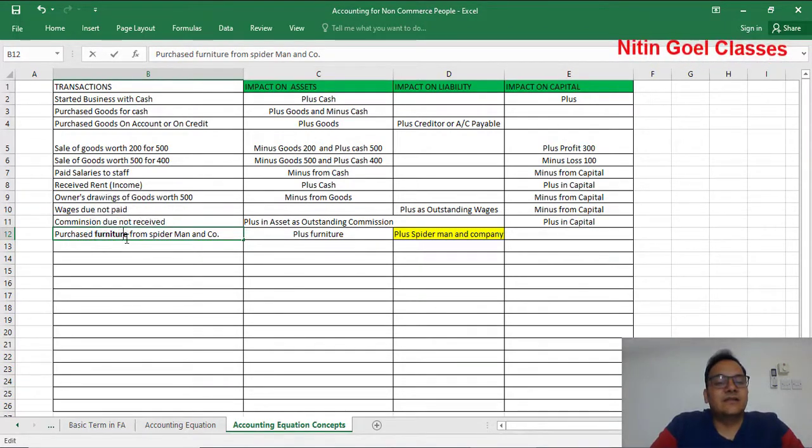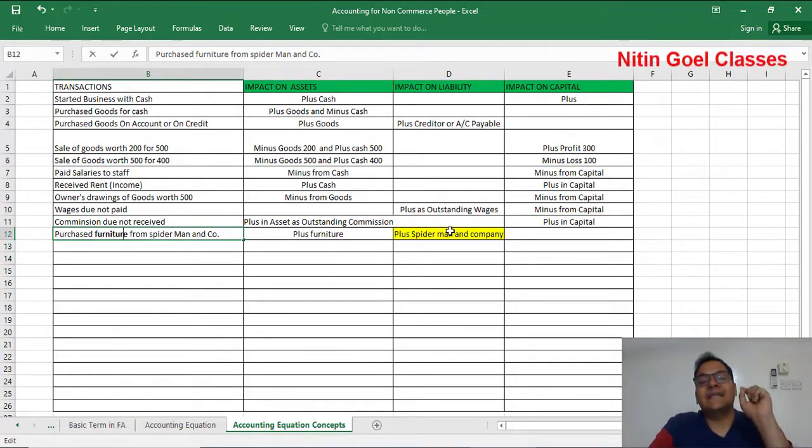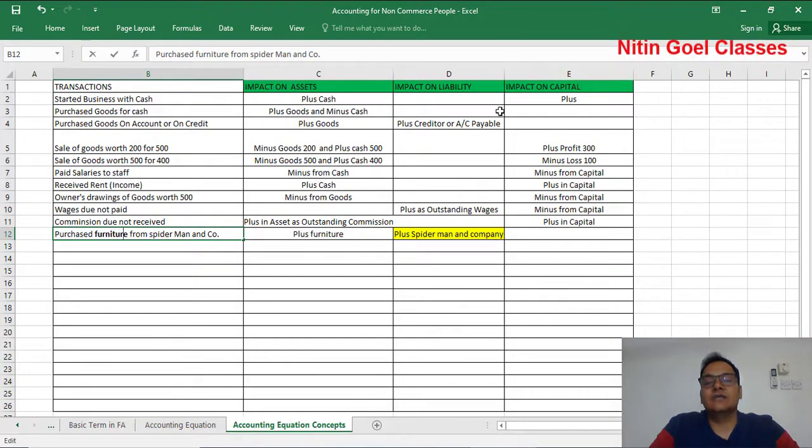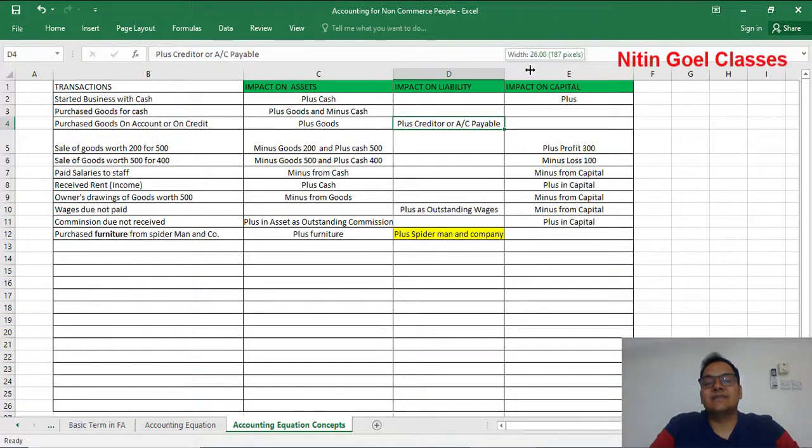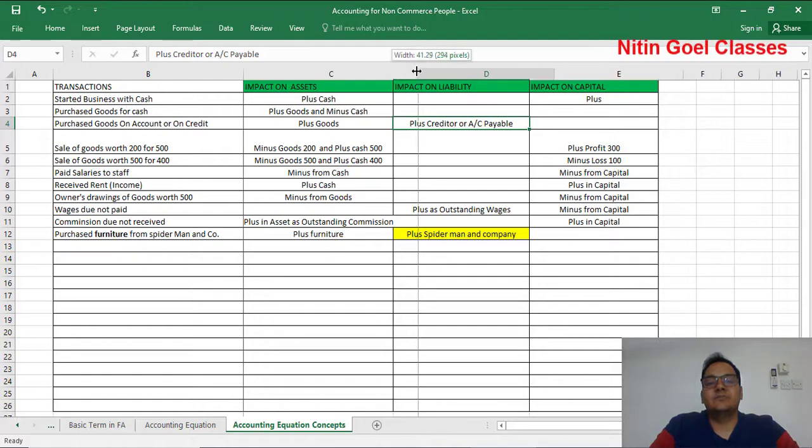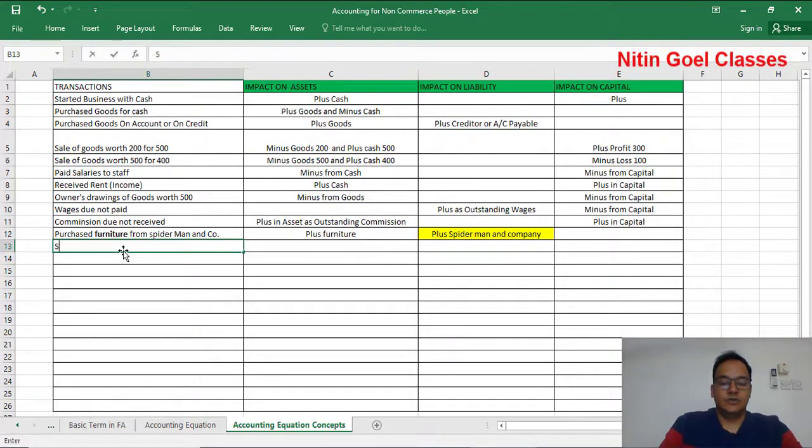Okay, now let's start. So purchase furniture from Spider-Man and Company. So it is furniture, not goods. So it will be added under a separate name. You cannot say it is going to be the same as creditor or accounts payable. Okay, let's get to: sold goods to Phantom and Company.